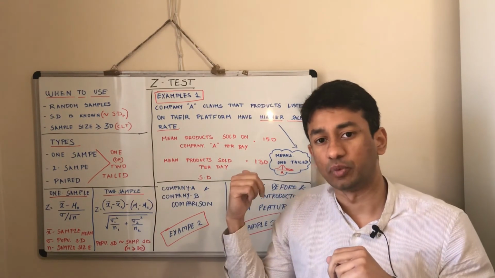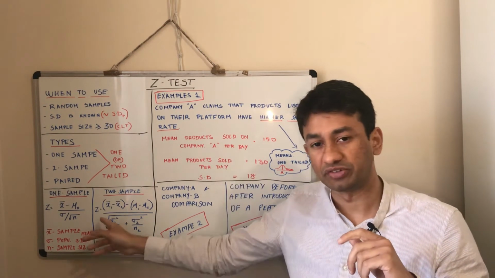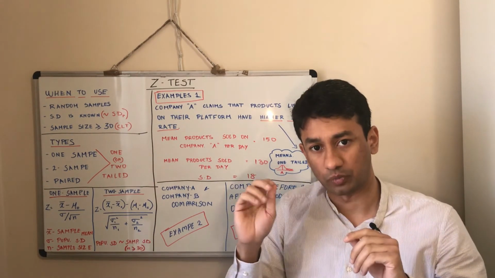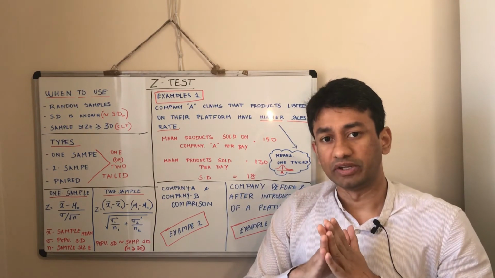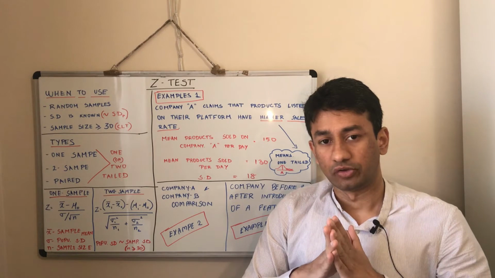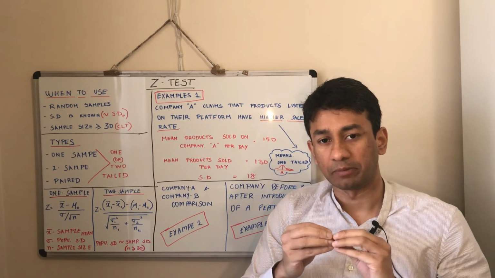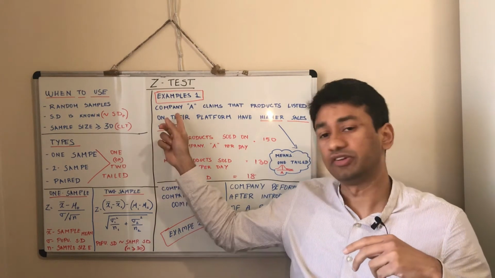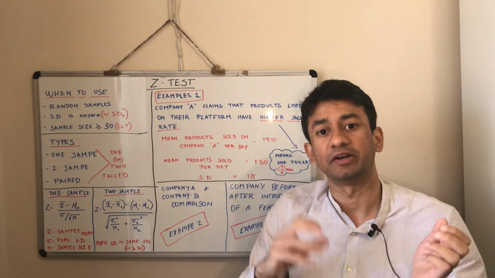So that's the one-tailed. So yeah, that's about the one sample z-test as well as one-tailed or two-tailed test. The second one is two sample z-test. So here, what we are going to do is compare two different samples. In the previous case, we had only company A's data. So let's say we have company A and company B.